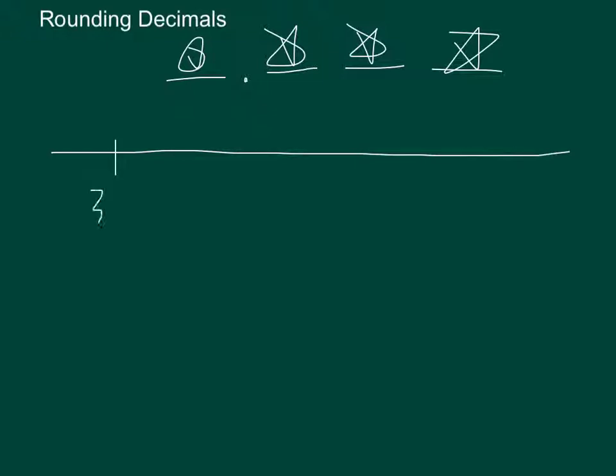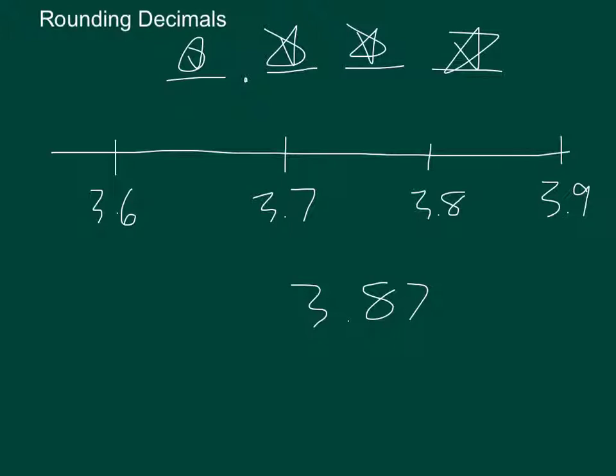So let's look at this number line. I'm going to label this 3.6, 3.7, 3.8, and 3.9. And we're going to look at the decimal 3.87, so 3 and 87 hundredths. And we want to round it to the nearest tenth. So 3.87, well, it's not going to be between 3.6 and 3.7, or 3.7 and 3.8. 3.87 would be between 3.8 and 3.9.